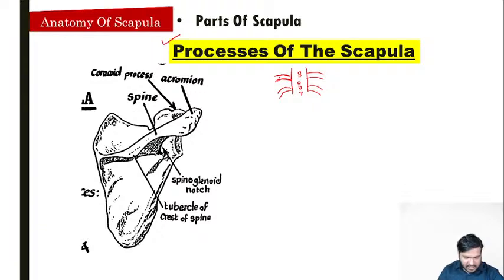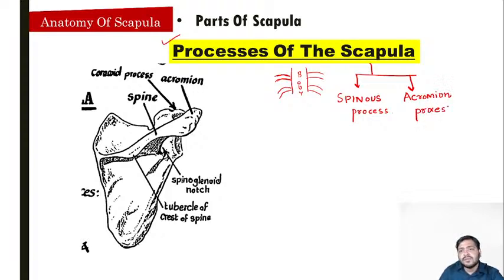Remember guys, we have three processes of the scapula, and you are very well aware that the three processes are the spinous process, the second one, the acromion process, and the third process of the scapula, the coracoid process. We will discuss each of these processes in detail. So if anyone asks you what the processes of the scapula are, there are three: the spinous process, the acromion process, and the coracoid process.